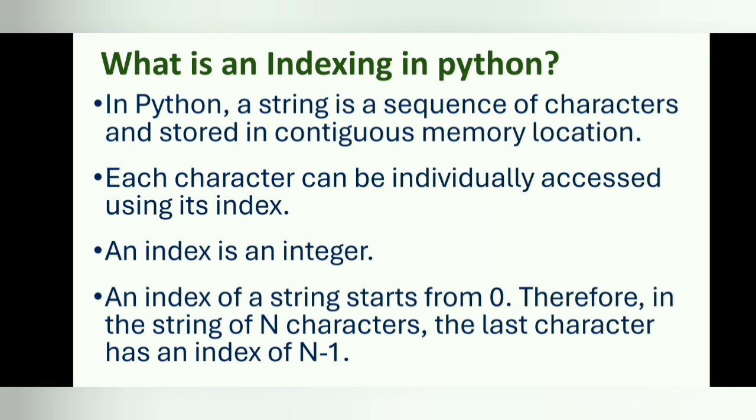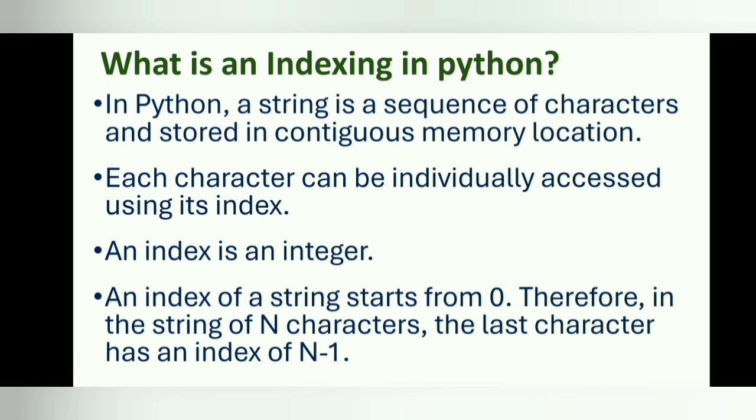What is an indexing in Python? In Python, a string is a sequence of characters and stored in a contiguous memory location. Each character can be individually accessed using its index. An index is an integer. An index can only be an integer value, not a float.